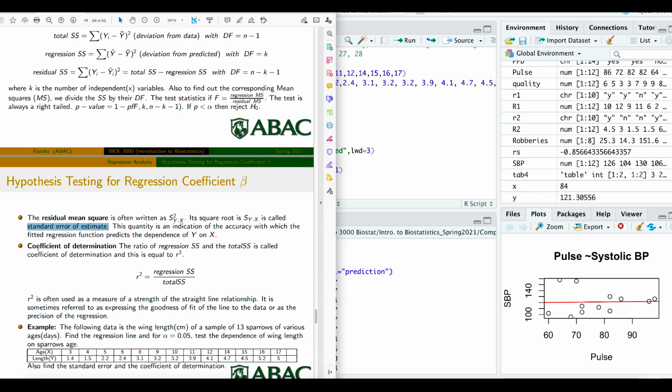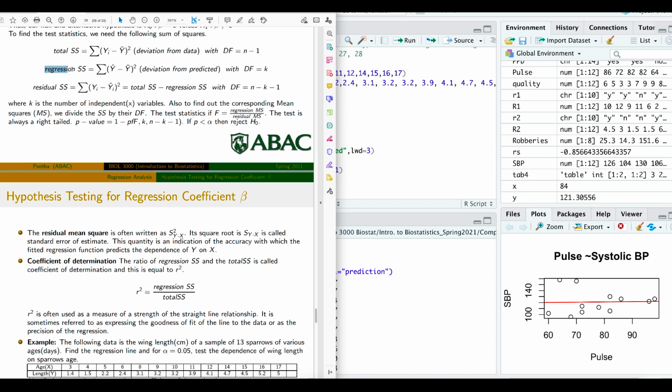And another thing we use is the coefficient of determination. The ratio of the regression SS and the total SS. You see that? The ratio of the regression SS divided by the total SS is called the coefficient of determination. And this is exactly the same as R square. Do you remember the correlation coefficient? If you find the correlation coefficient the way we did in the last slides, and then you do it this way, regression divided by the total, you get the same value.